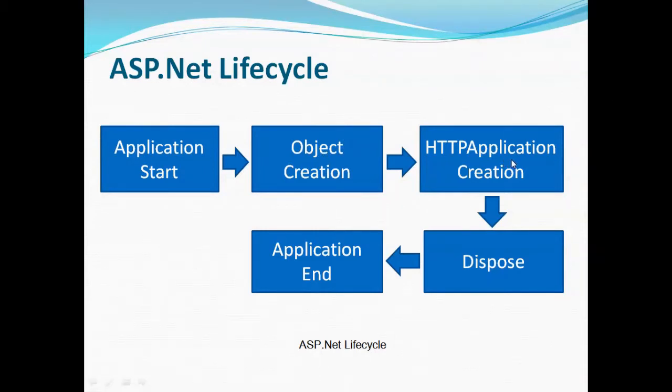Third is HTTP application creation. This object is created by the web server. This object is used to process each subsequent request sent to the application. For example, let's assume we have two web applications. One is a shopping cart application and other is a news website. For each application, we would have two HTTP application objects created. Any further request to each website would be processed by each HTTP application respectively.